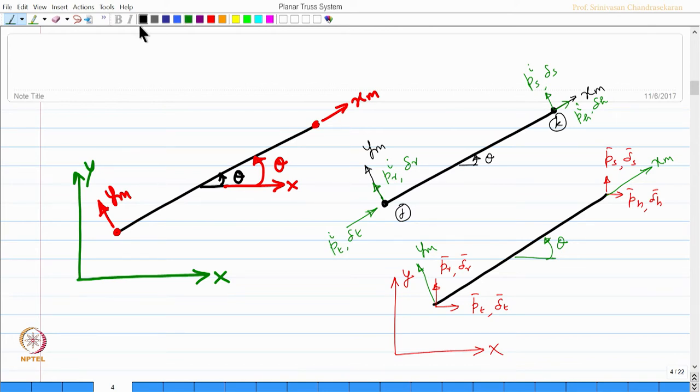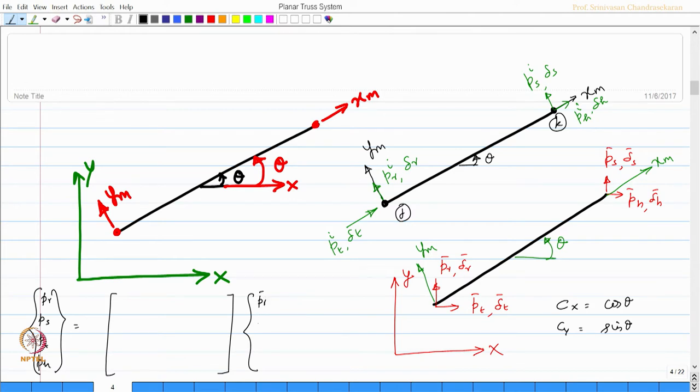We also say that C x is cos theta and C y represents sin theta. So, now what I want is to convert the local responses with respect to the reference axis responses, which I call transformation. So, I can write the transformation vector here very easily, which will be let us say p r, p s, p t and p h, which is connected to the global responses, which is p r bar, p s bar, p t bar and p h bar using a transformation matrix.